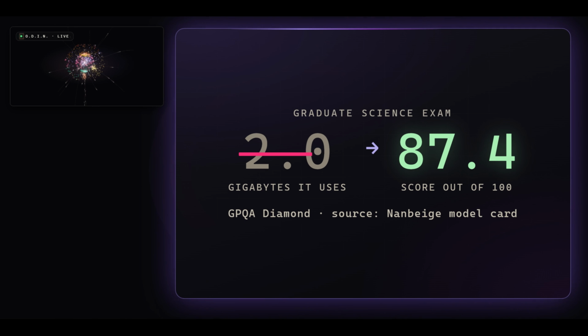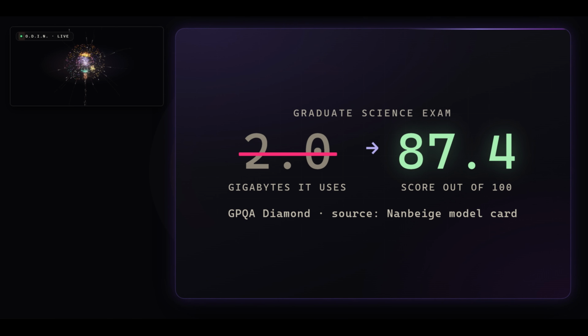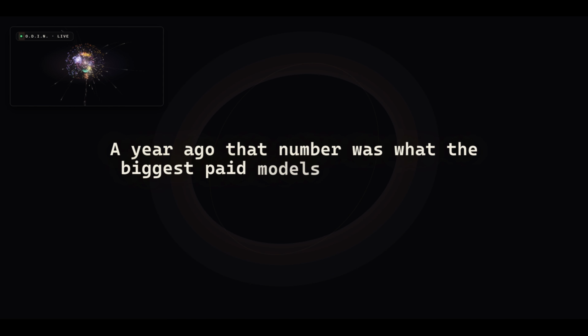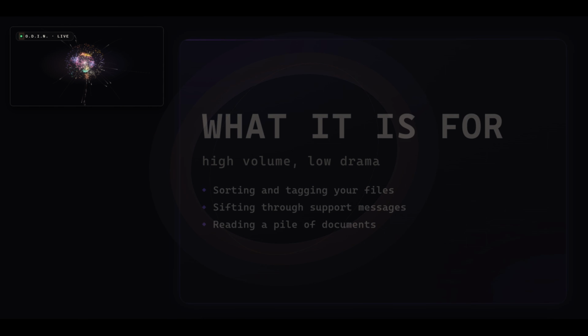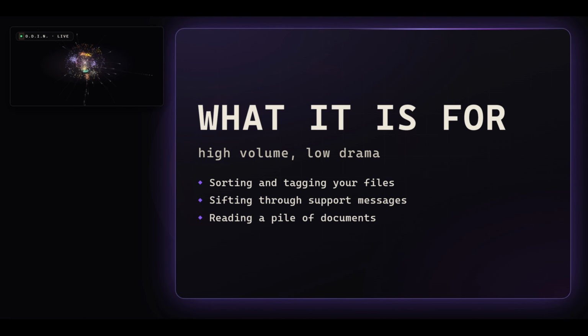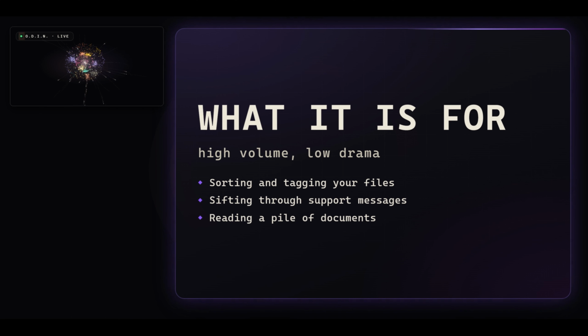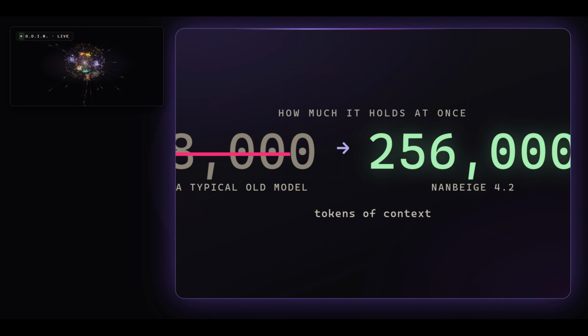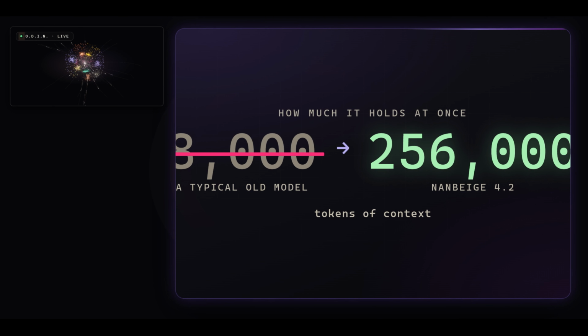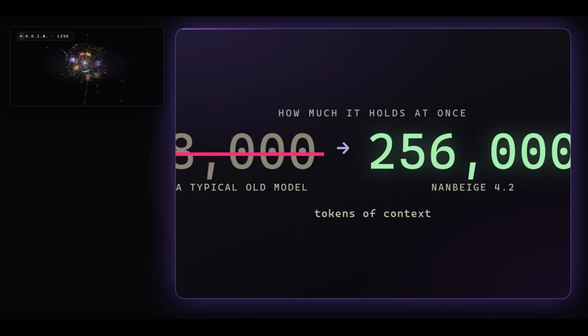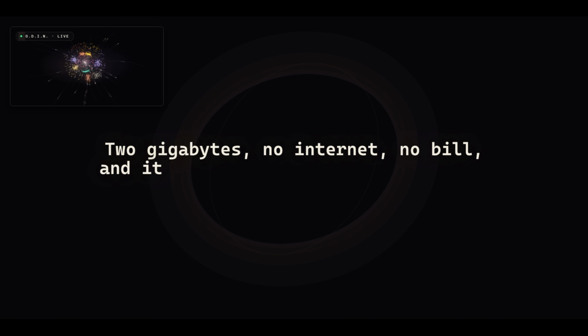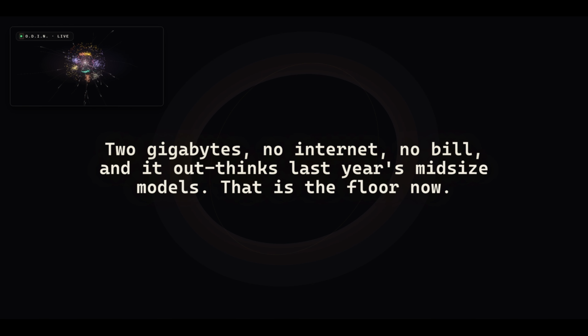And on a graduate-level science exam, it scores 87, running in about 2 gigabytes. A year ago, that number was what the biggest paid models were bragging about. So, what do you actually do with it? The boring jobs you have a lot of. It also holds 256,000 tokens at once, so a whole project fits in its head. 2 gigabytes, no internet, no bill, and it outthinks last year's mid-size models. That is the floor now.